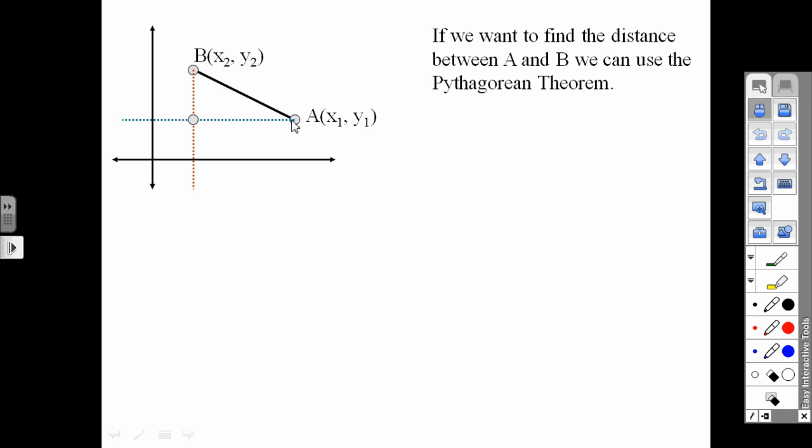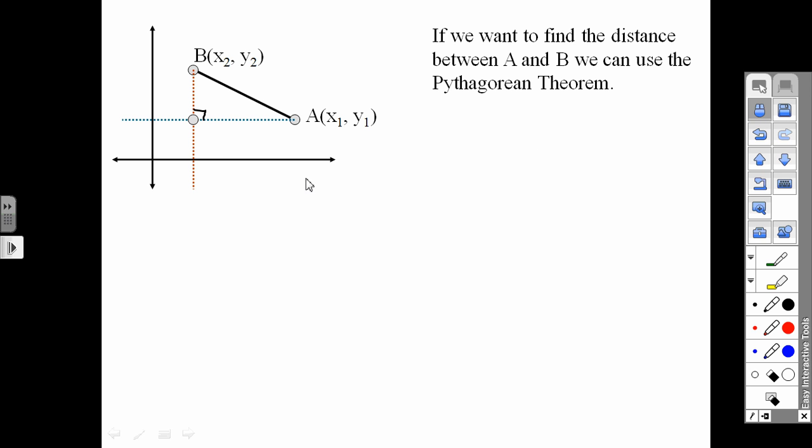So what you would do is from point A, you would draw a horizontal line, that's the blue line, and then from point B, you're going to draw a vertical line, so that's the red one. And where they intersect, we get another point. That point of intersection right here is going to make a right angle, since they're horizontal and vertical lines.